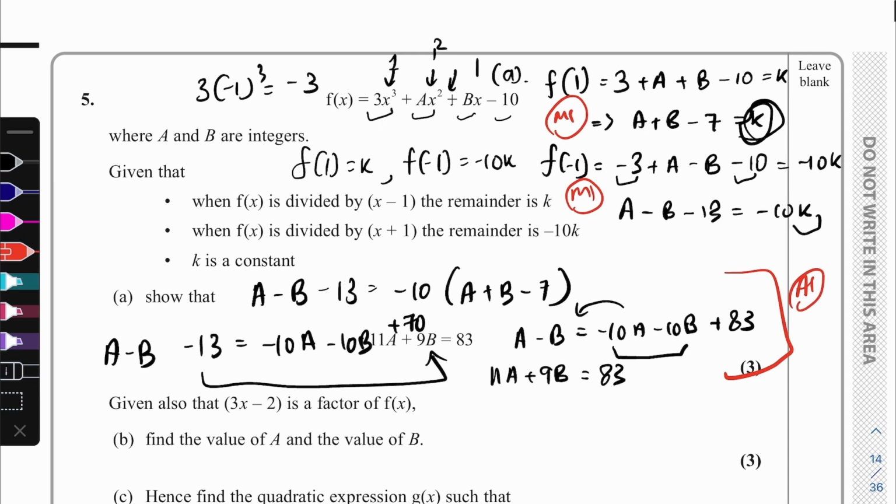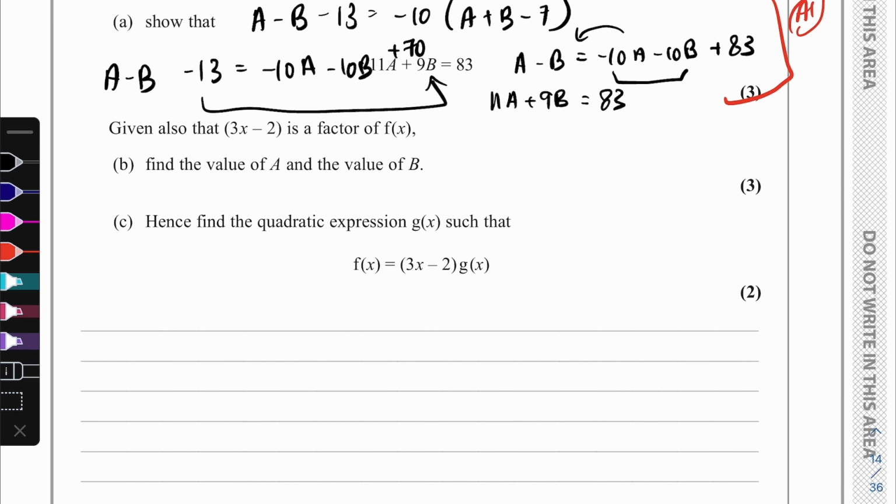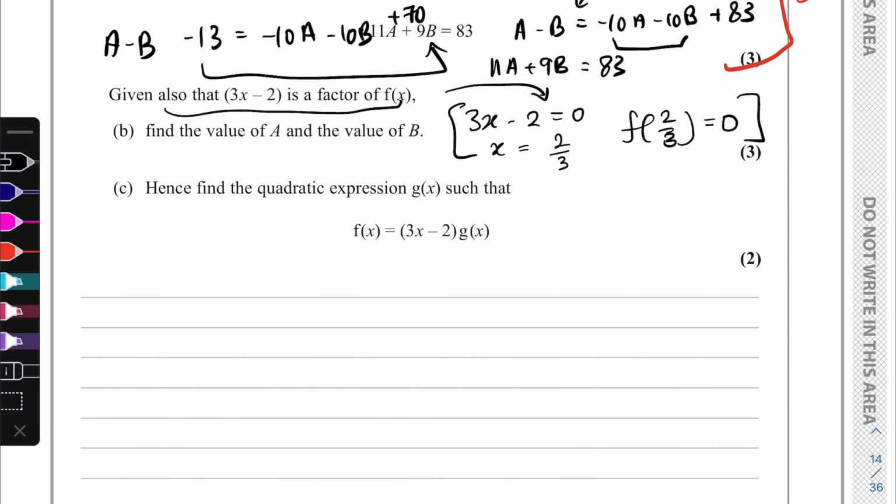So now we are given that 3x minus 2 is a factor of f(x). So what does this mean? This means that 3x minus 2 equals 0, so x equals 2 over 3. So f of this particular value gives us 0. Because if it's a factor, then the x value we get from this, when we put it into the function, will give a 0 value.